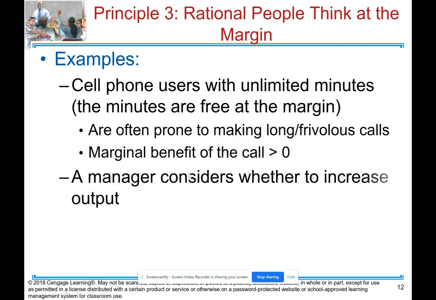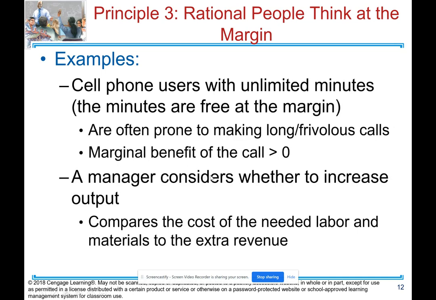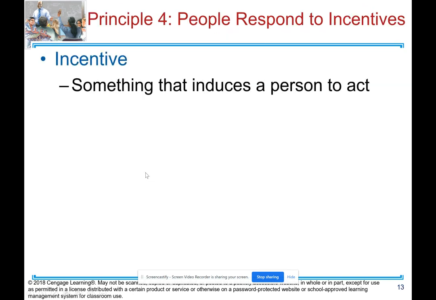For example, cell phone users with unlimited minutes, that means the minutes are free at the margin. Often people make long, frivolous calls because as long as the marginal benefit is greater than zero, there's going to be long talk. A manager considers whether to increase output. He compares the cost of the needed labor and materials to the extra revenue. Marginal benefits compared to marginal costs.